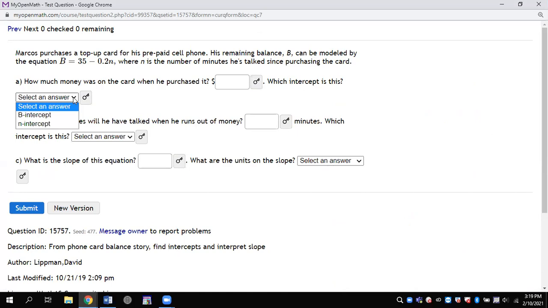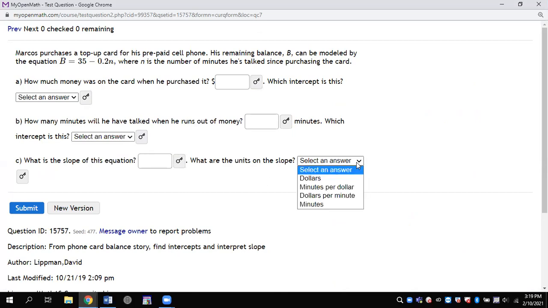What are the options here? Oh yeah, b-intercept, n-intercept. And then this one is b-intercept, n-intercept. And this one is dollars, minutes per dollar, dollars per minute, minutes. Okay, that's good to see. I just wanted to see what it looks like. Let me go back to my iPad to finish up the problem.